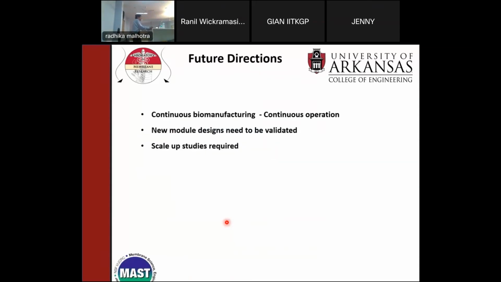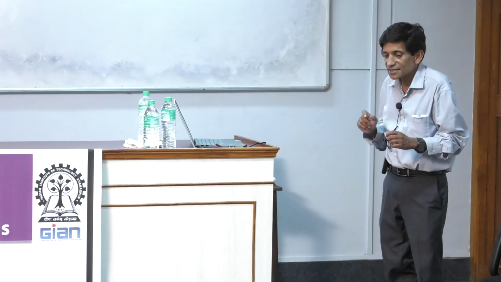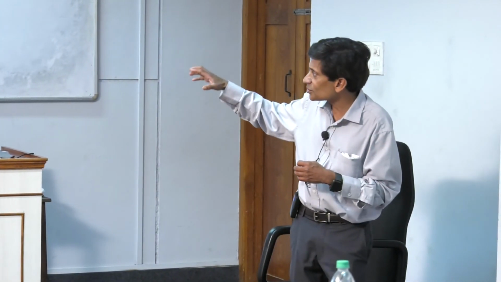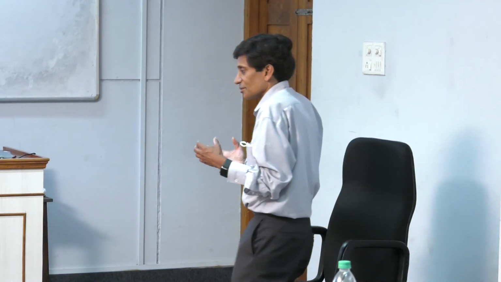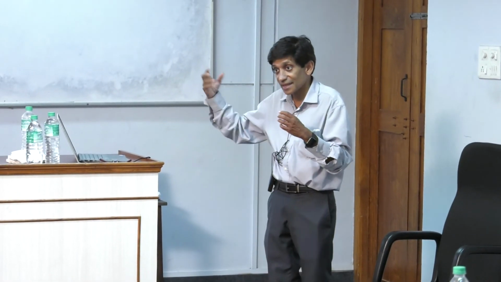So future directions here, I think I've covered this. It's continuous biomanufacturing. There's a great deal of interest. For continuous operation, new module designs need to be validated, and of course, scale-up studies. These new module designs, when I say validated, validation in the biotechnology industry is a little bit different to other chemical industries. So now we have shown at the lab scale it works. We have actual commercial, if you like, or real modules, not just things we put together in the lab that you can test, like 3D printed modules. They work well. What's next?